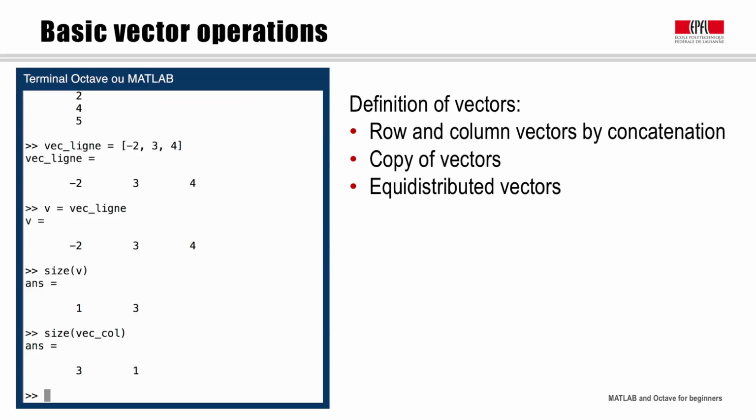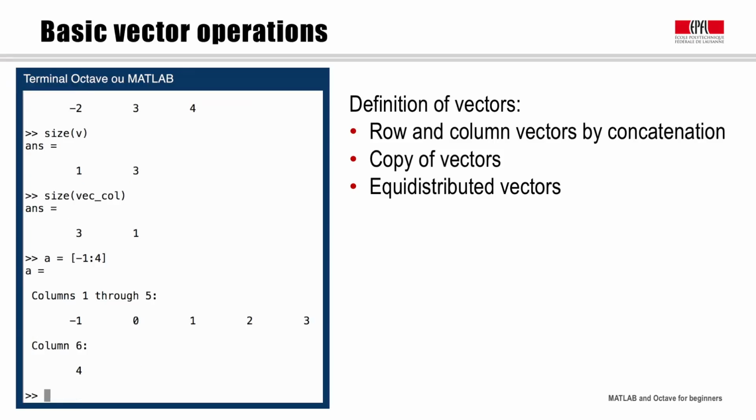I can also define a variable a as being a vector between -1 and 4, but with all the entries in between. So -1:4 gives me -1, 0, 1, 2, 3, 4. So this is a shortcut to actually define a vector with 6 entries.